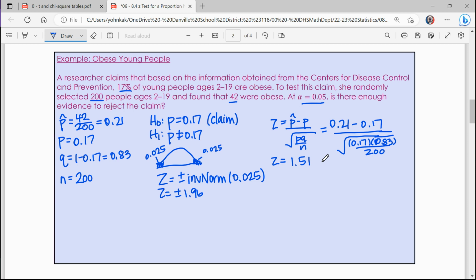So now we need to make a decision. Our cutoff is 1.96, but we're at 1.51, so we are not in the critical region, so we do not reject the null. So since 1.51 is not in the critical region, we do not reject the null.